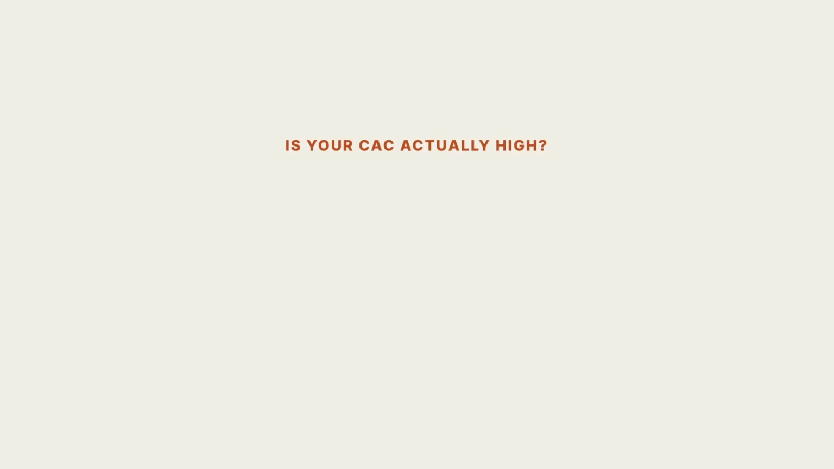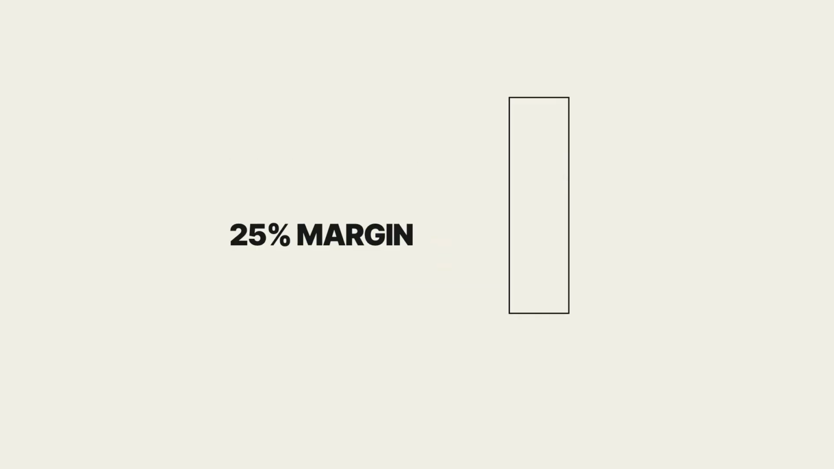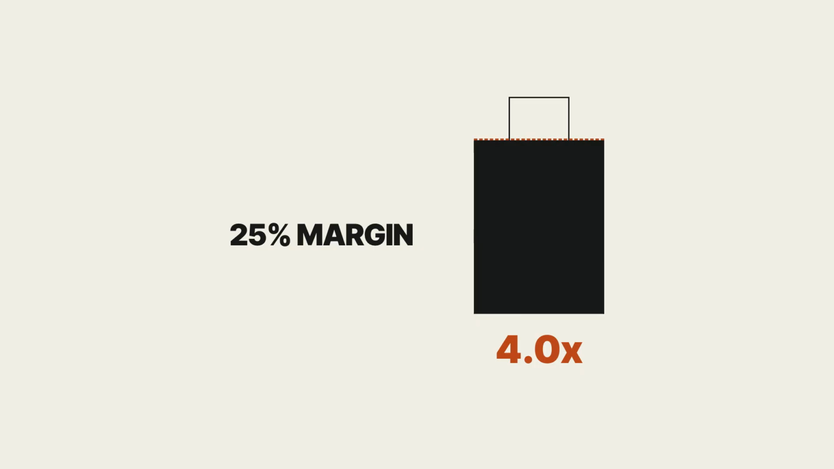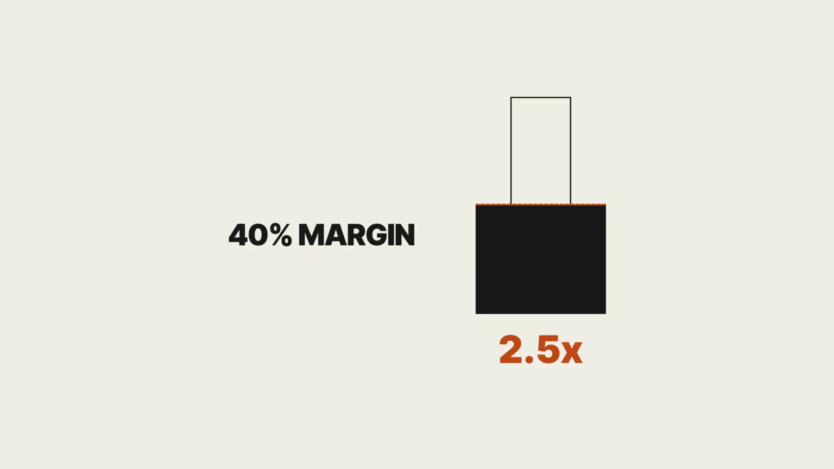Before you decide your CAC is high, check it against one number, your break-even return on ad spend, the point where an ad stops losing you money. It comes from one formula. Break-even return on ad spend equals 1, divided by your contribution margin. Say your margin is 25%. You need a 4.0 return on ad spend just to break even. At a 40% margin, you only need 2.5. Look at how little room that leaves for profit above break even.